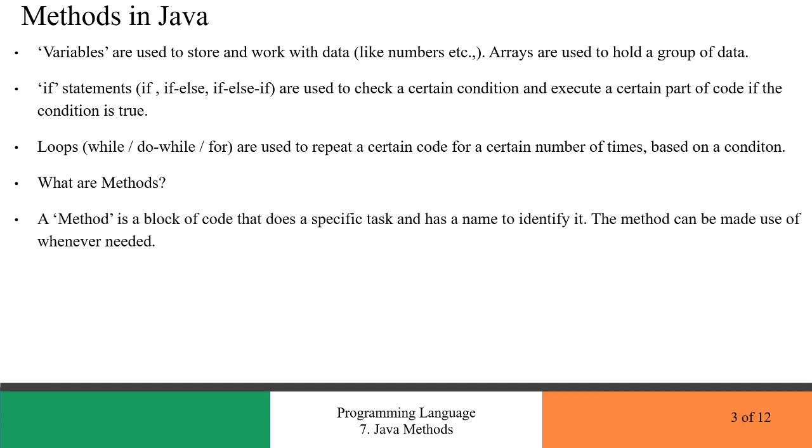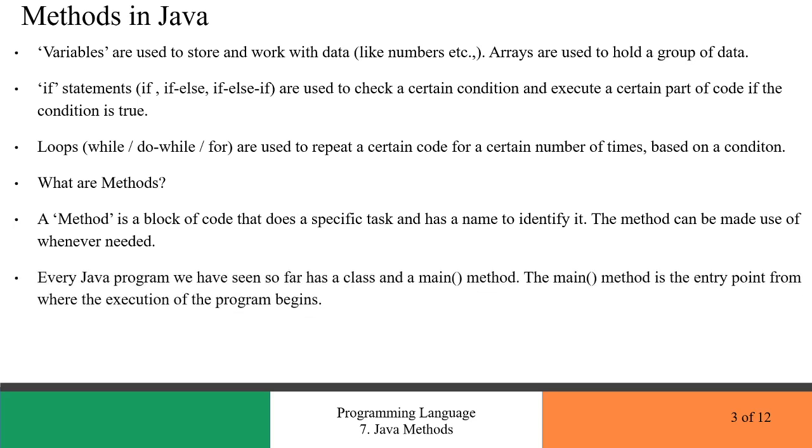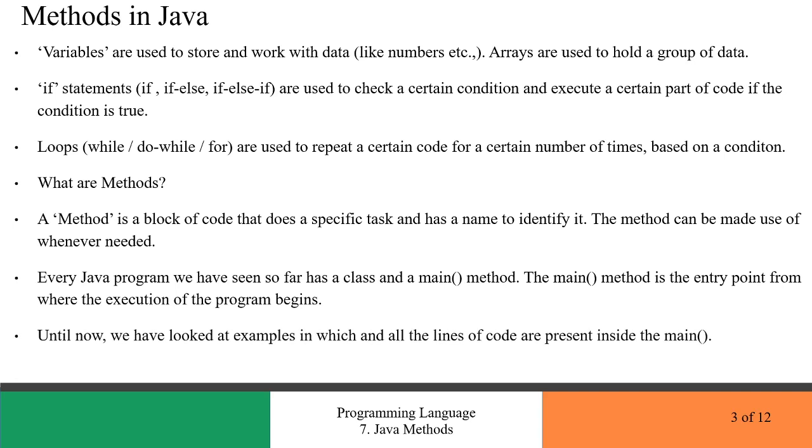A method is a block of code that does a specific task and has got a name to identify it. The method can be made use of whenever needed by using its name. Every Java example that we have seen so far has a class and a main method. The main method is the entry point from where the execution of the program begins. Until now, we have had a look at examples in which all the lines of code that we wrote were present inside the main method. Let us have a look at what other possibility is possible.